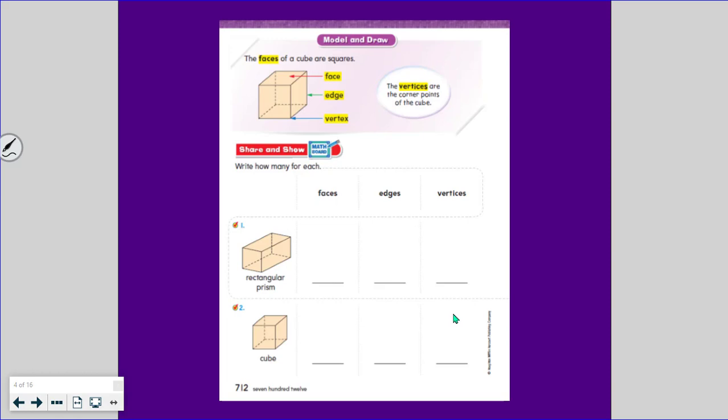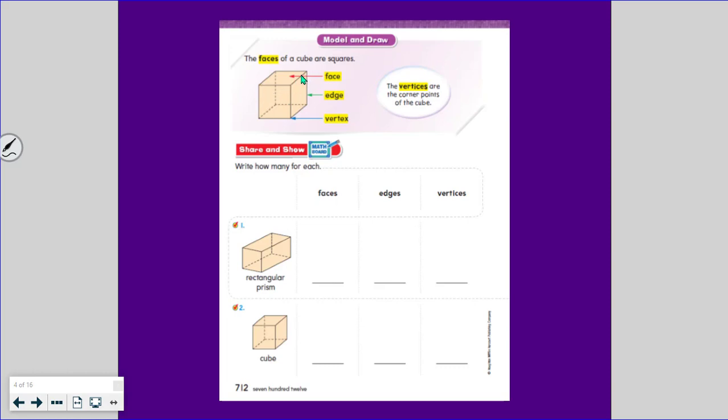On this page, the model and draw, it says the faces of a cube are squares, which I kind of described. And then there's more parts of a cube that we've talked about before. There's the face, those are the flat sides. There's the edges. That's the skinny line right here. All of these are edges. So there's several edges on a cube.